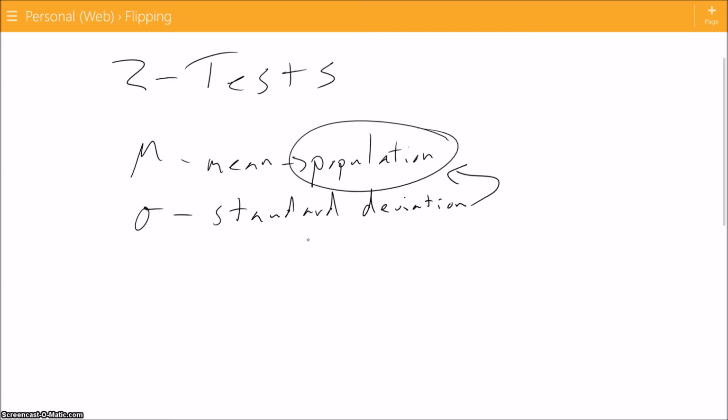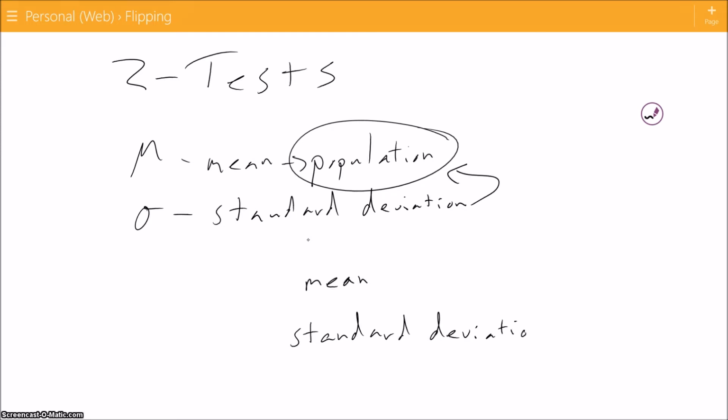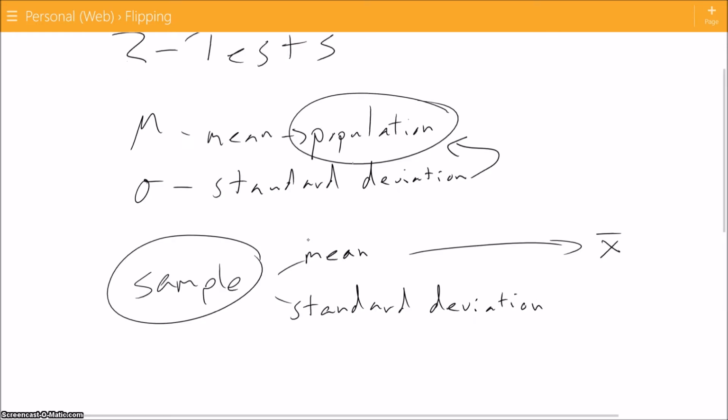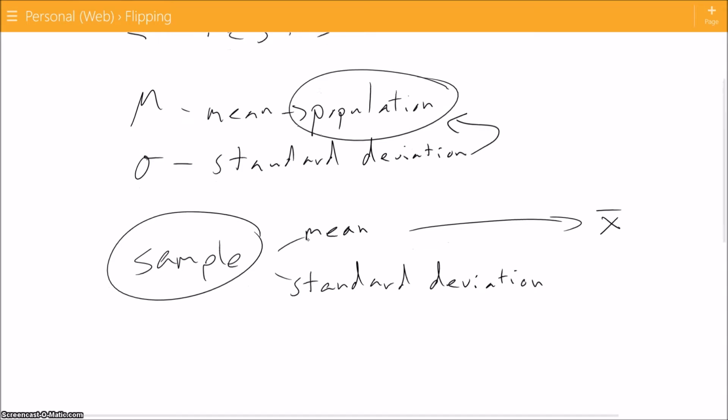What we're going to look at is for the mean of a sample, okay, of just a selection from our population, as well as for a standard deviation, we're going to use some slightly different terms. Okay, so these are all for samples. Your mean would just be x bar. All right, this is the mean of just a sample, not the full population.